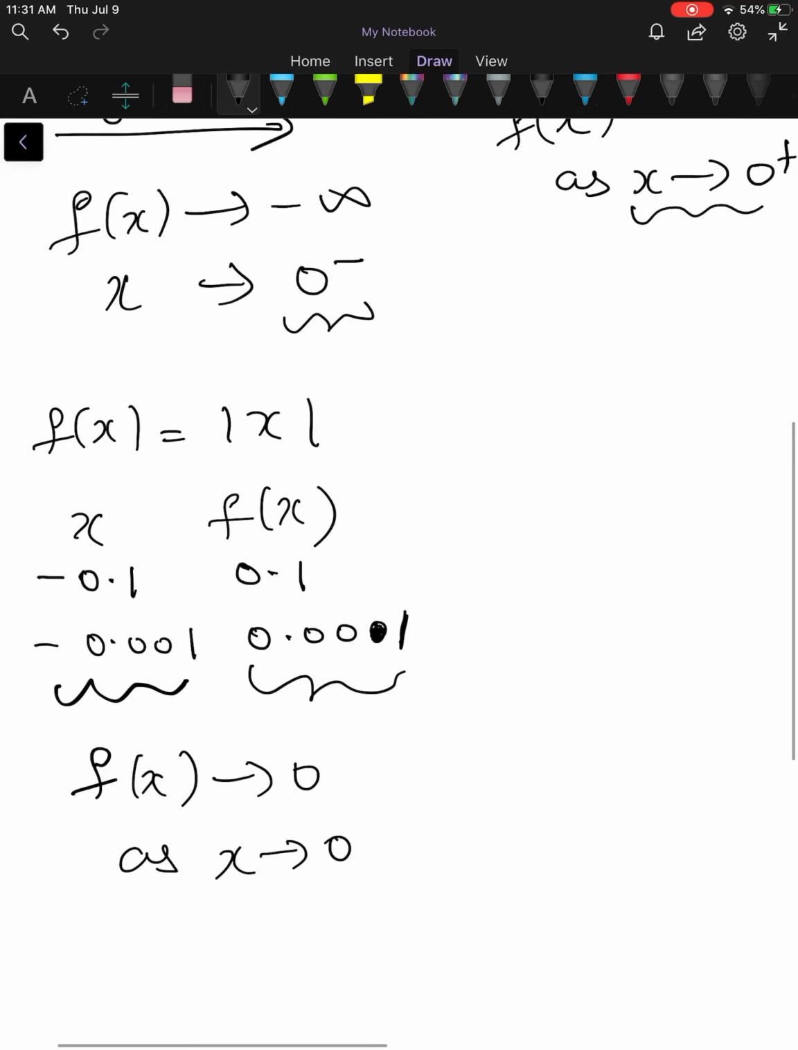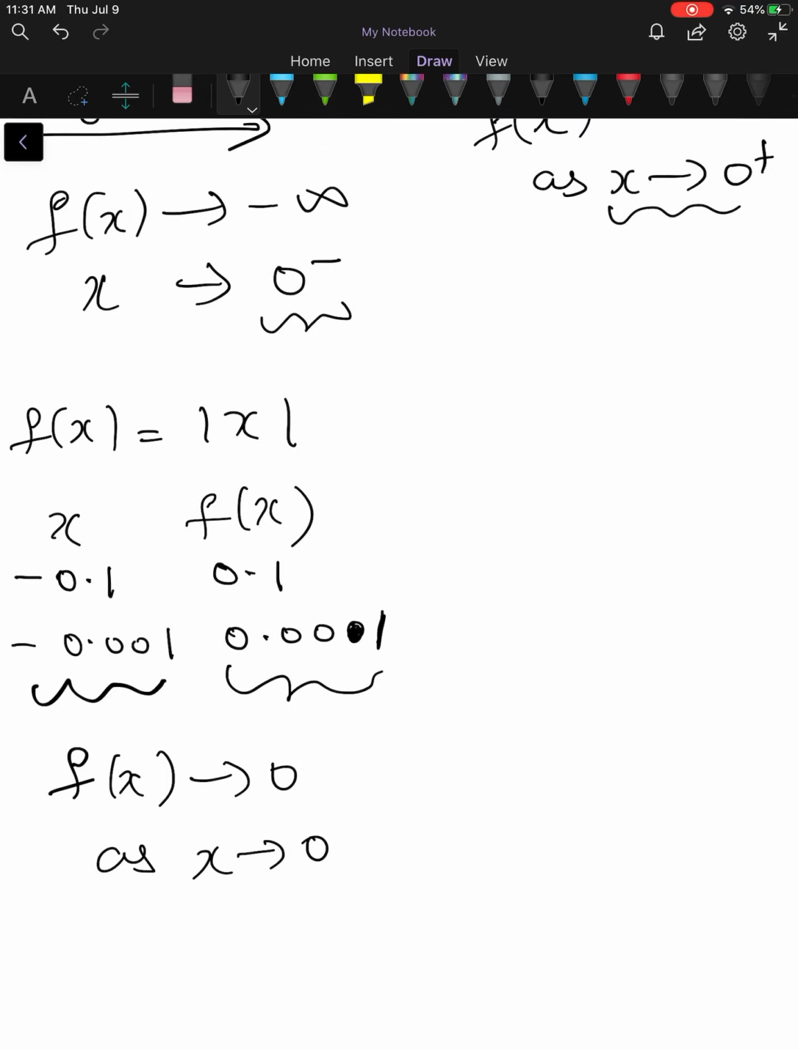correct? And what happens on the positive side? As x tends to 0 plus, f of x will also tend to 0, because the functional values will be the same irrespective of x being negative or positive.